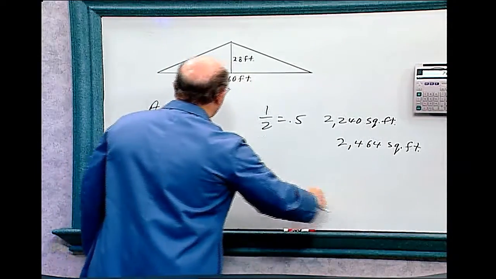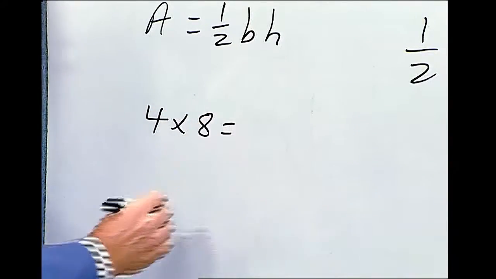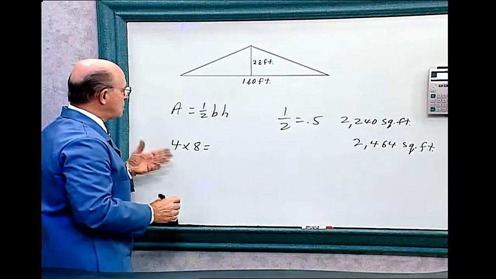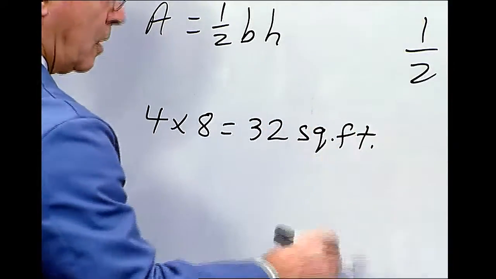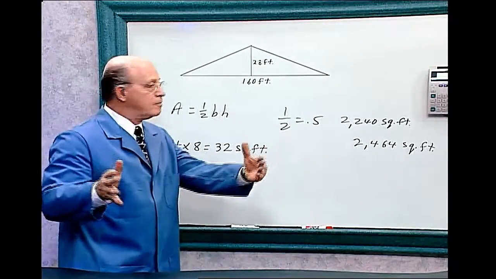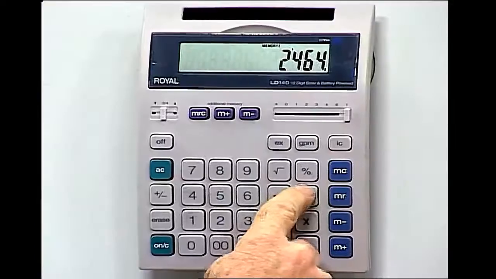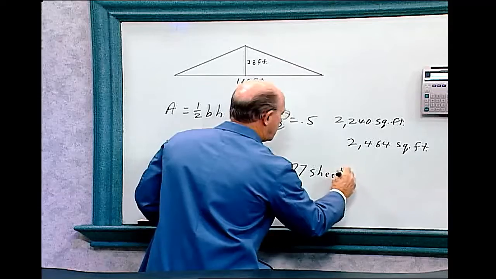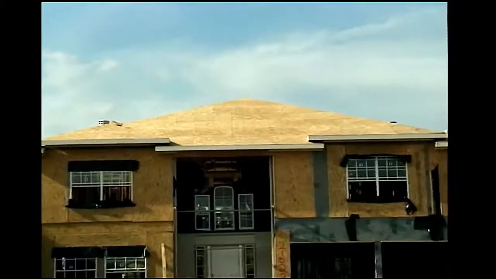Now remember, one sheet measures 4 by 8 feet. Now how many square feet are in one sheet of press board? So it's 8, 16, 32 square feet in one press board. So we divide that 32 into this number, which we have in the calculator ready, equals 77 sheets of press board needed to cover this triangular-shaped roof.